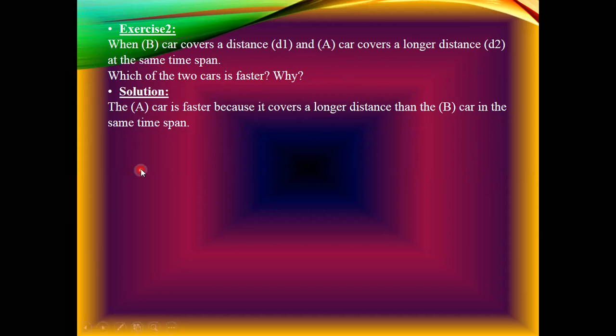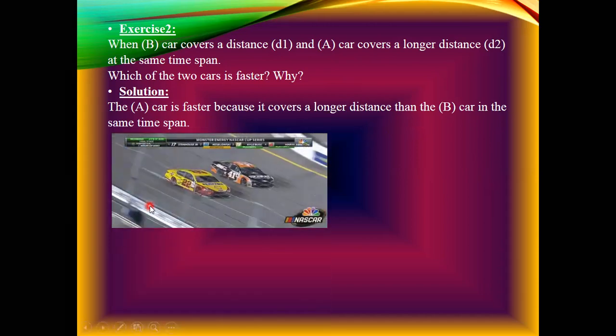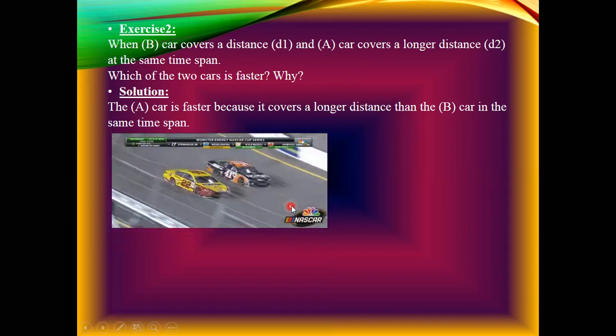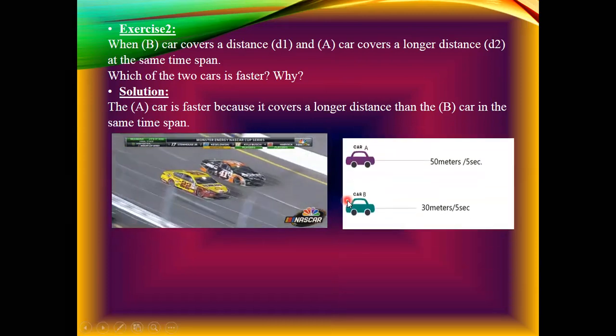Car A covers a longer distance than car B. Let's look at this. We took the time, 3 seconds, 4 seconds, because the yellow car took a longer distance, or covered a longer distance than the black one. So the yellow car is the what? The faster. Let's look at the drawing: 5 seconds, 5 seconds, but this covers 50 meters and this covers 30 meters.